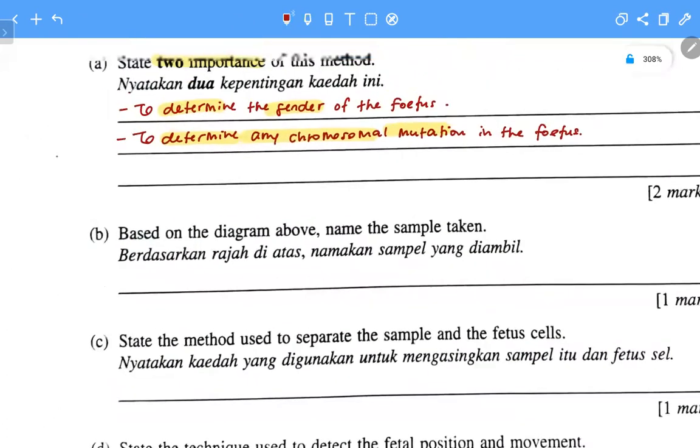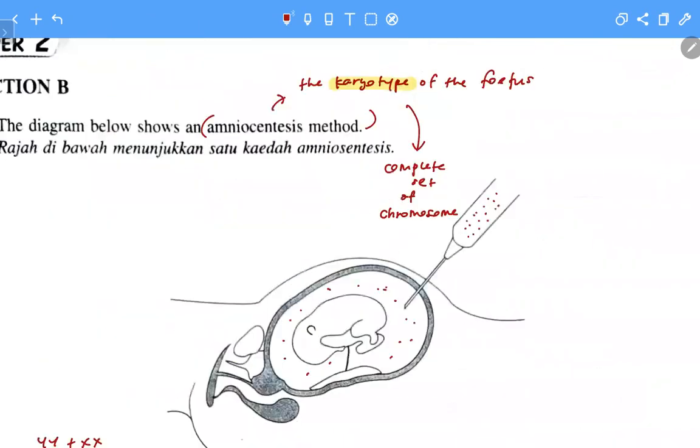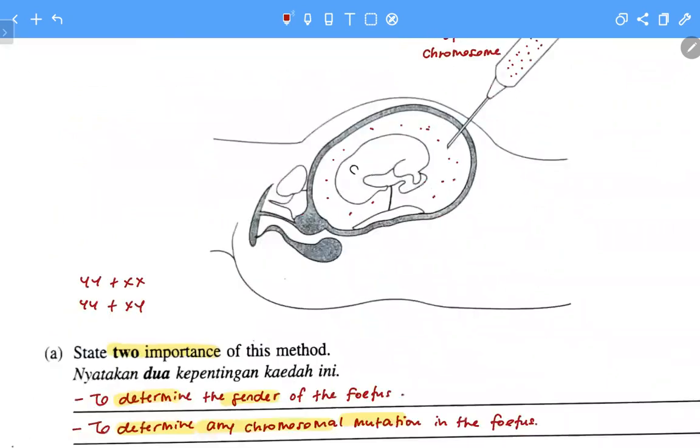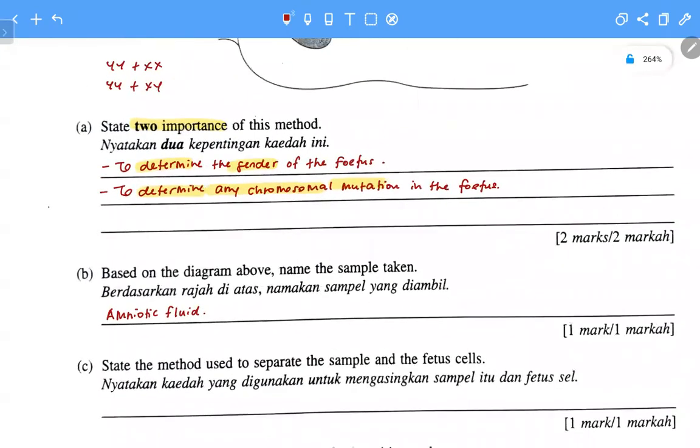All right, based on the diagram above, name the sample taken. So I would say the sample taken will be the amniotic fluid. Okay, so the answer here is the amniotic fluid. So amniotic fluid is the one inside the amniotic sac, the one that makes the baby float inside. All right, next, state the method used to separate the sample and the fetus cells.